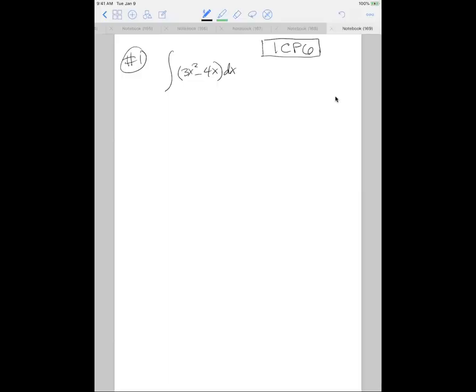Okay, good morning. I'm going to go through quickly here the problems from ICP 6, the in-class problem set 6. Let's go to number 1, the integral. It's an indefinite integral. There's no a and there's no b. Therefore, the answer is going to be another formula, and it needs to have a plus c at the end of it. We'll talk about that another time.